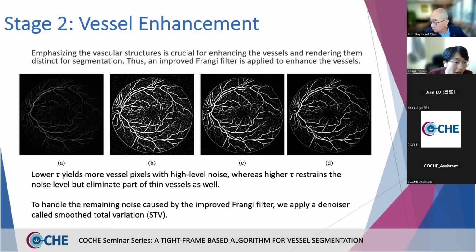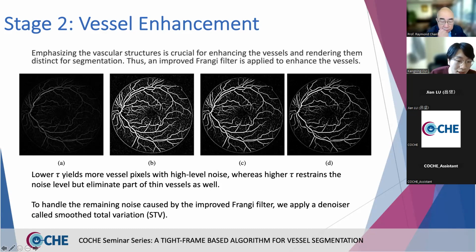In the Frangi filter, we have one parameter, which is tau. Tau is kind of like a threshold, and it controls the number of vessel pixels we can extract from the image. If we have a lower tau, we will have more vessel pixels, like in B here, but also a high level of noise. If we increase tau from B to D, we can see the noise is restrained, but it also eliminates part of the vessels. So basically we choose a higher tau because we don't want it to be too noisy.